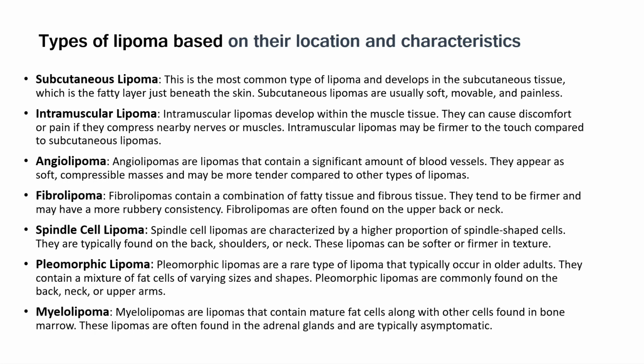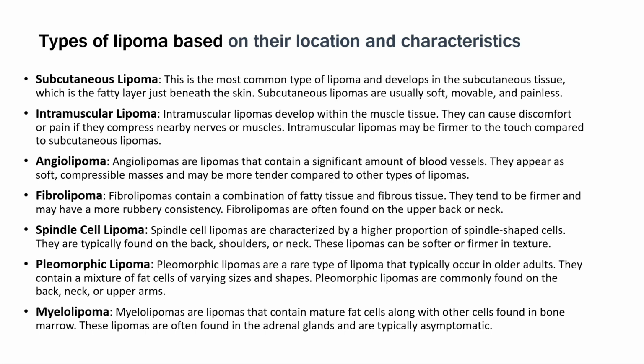Spindle cell lipomas are characterized by a higher proportion of spindle-shaped cells. They are typically found on the back, shoulder, or neck. These lipomas can be softer or firmer in texture. Pleomorphic lipomas are a rare type of lipoma that typically occur in older adults. They may contain a mixture of fat cells of varying sizes and shapes. Pleomorphic lipomas are commonly found on the back, neck, or upper arms.